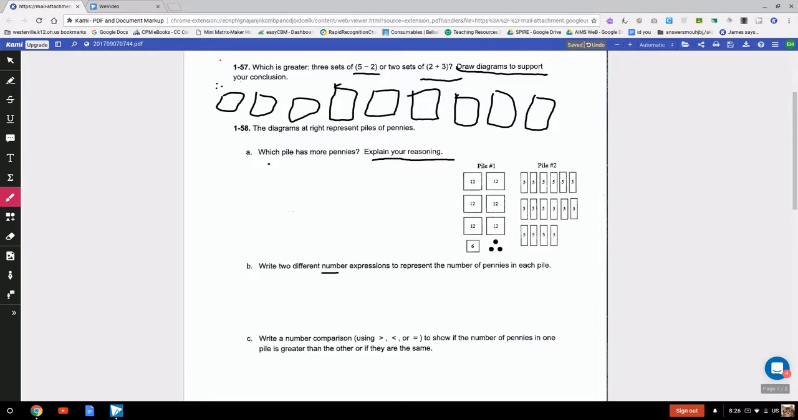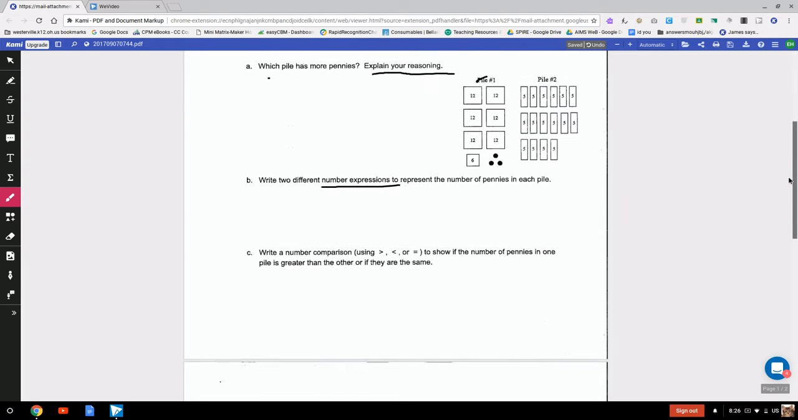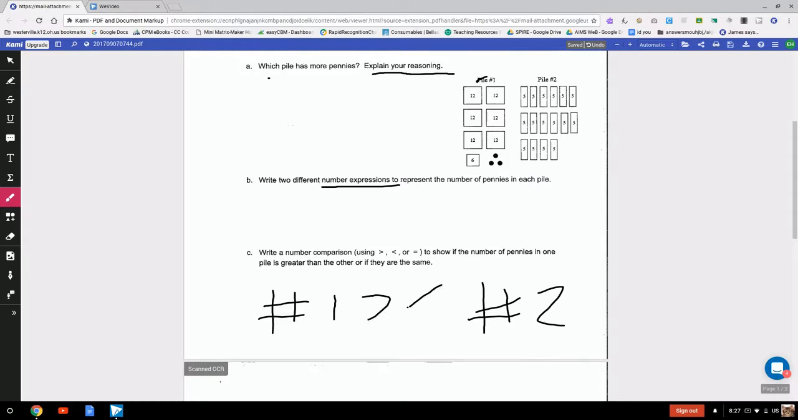Now remember, we talked about using pictures, numbers, symbols and words. Right here, it's just asking you to give us a number expression. For example, just like up here, you had 2 plus 3. Write a number expression for pile 1 and for pile 2. Simple as that. And see right there, write a comparison using less than, greater than, or equal to. So write how much pile 1 has here, write how much pile 2 has here, and then use your symbol. Is it less than, greater than, or are they both equal?